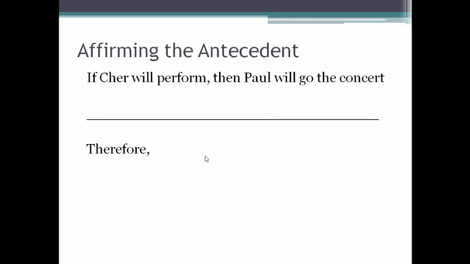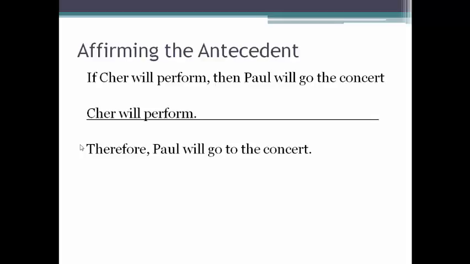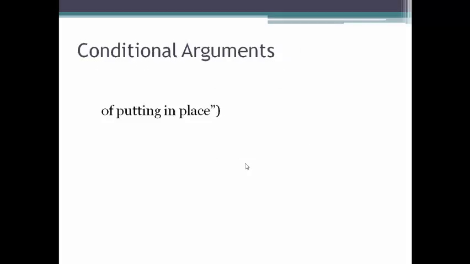Alright, let's look at this argument form. Again, we've got the same first premise, and there's going to be a second premise, and then there's going to be our conclusion. But this time we're affirming the antecedent. Now what do you do? The answer is you just put the antecedent in on the next line, and then conclude the consequent. Really straightforward. Alright, so those are the two good argument forms.